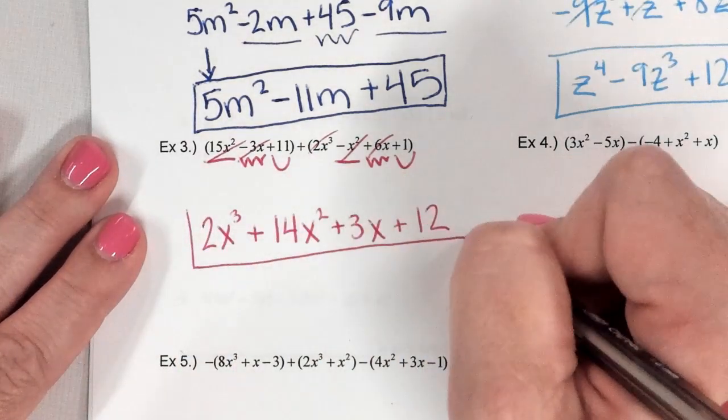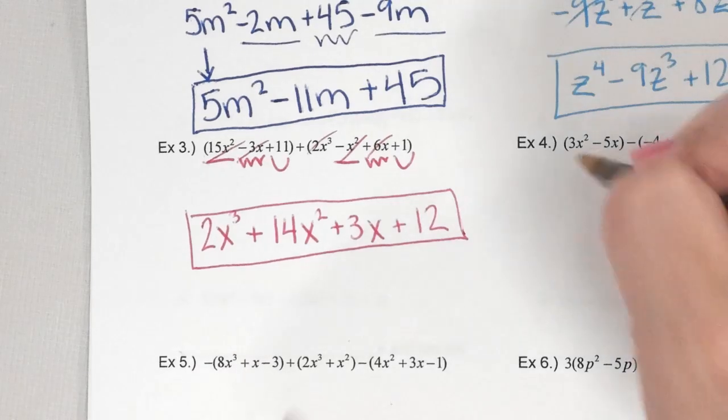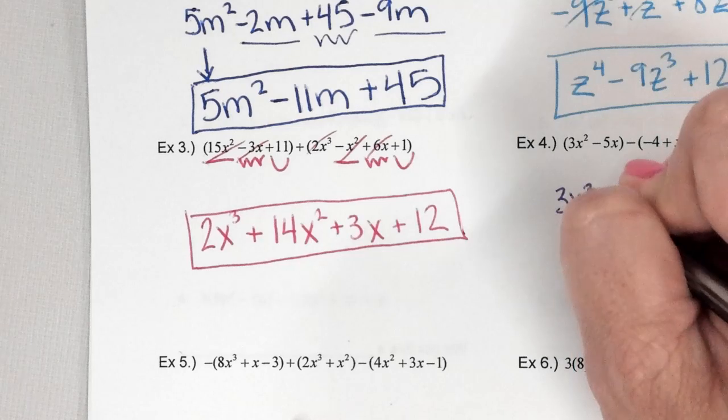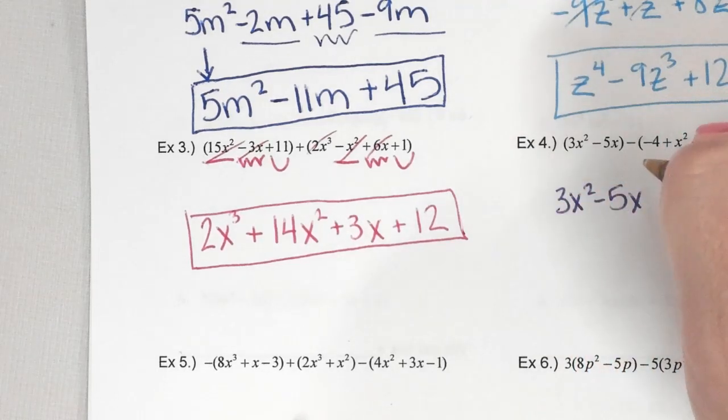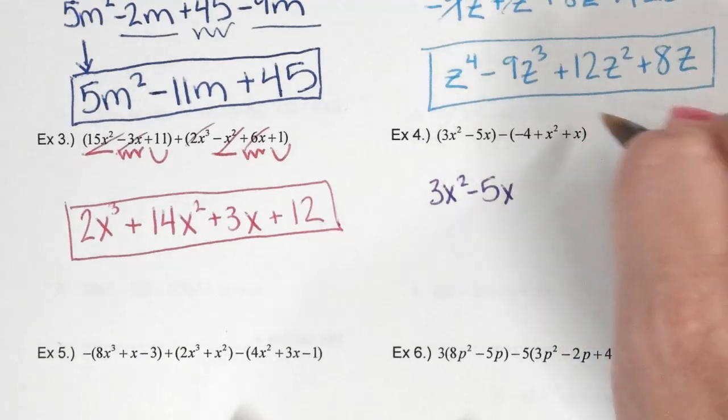There's my answer. Now, do I do number 4 the exact same way? Ignore the parentheses, combine like terms? No. Why not? What changes it? The subtraction in the middle. Okay, now can I ignore the first set of parentheses? Yes. But I have to distribute that second set of parentheses because I'm taking away this whole thing.